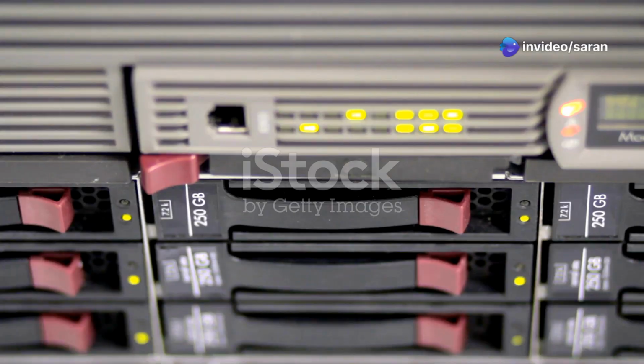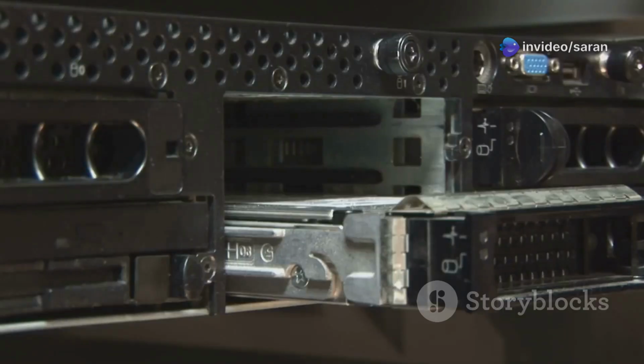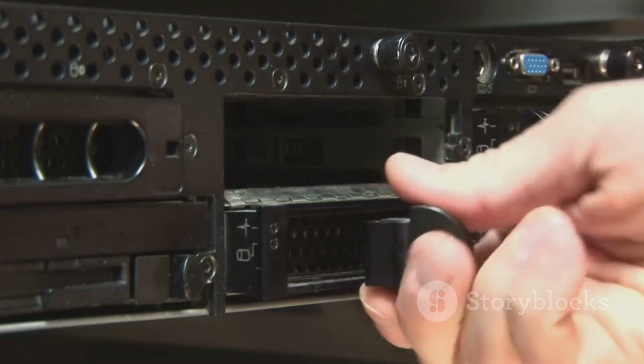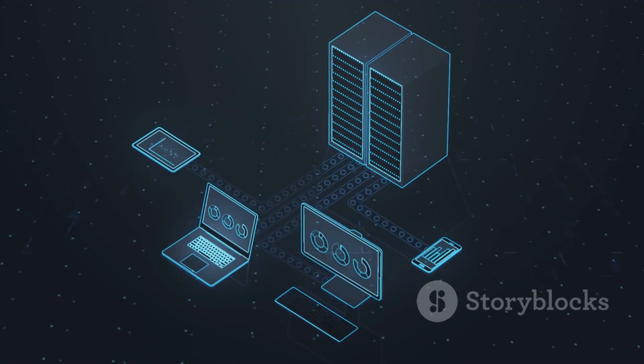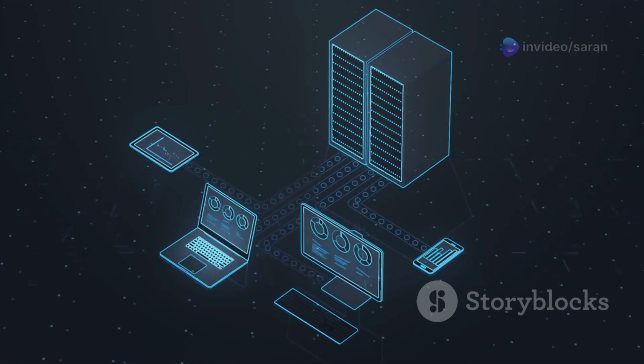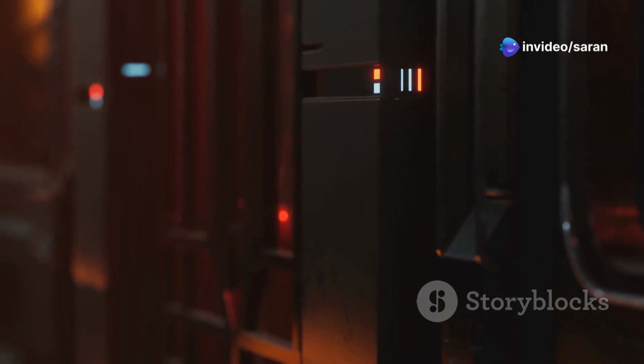RAID 5 is where things start to get interesting. It stripes data across 3 or more drives and also includes parity data. Parity data is like a backup code that can be used to reconstruct your data if one drive fails. You get both speed and redundancy with RAID 5.